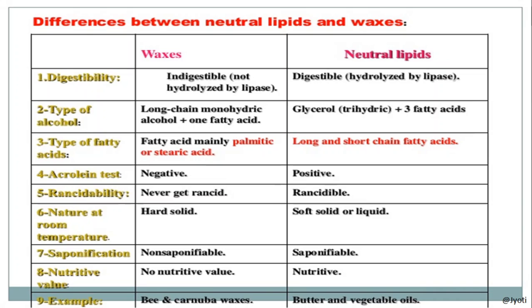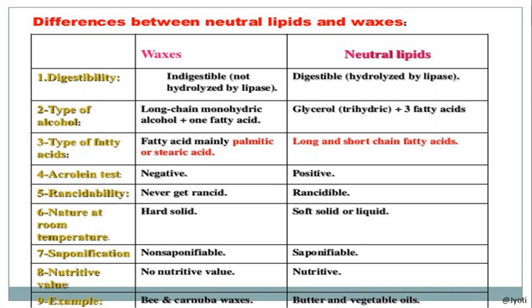But in fat, the structure of which I have shown you, that is a neutral lipid, there is glycerol and 3 fatty acids. Generally in waxes the fatty acids are palmitic acid or stearic acid, but in neutral lipids or fat the short chain fatty acids are generally there. Then the acrolein test is not required for you, unsaturation is also not required for you.